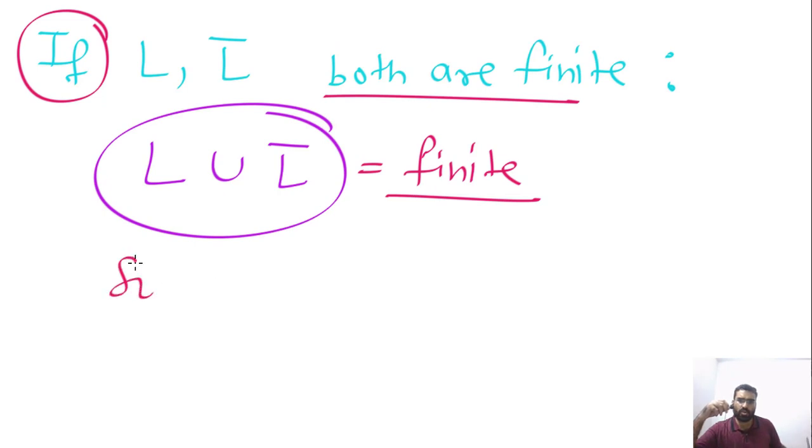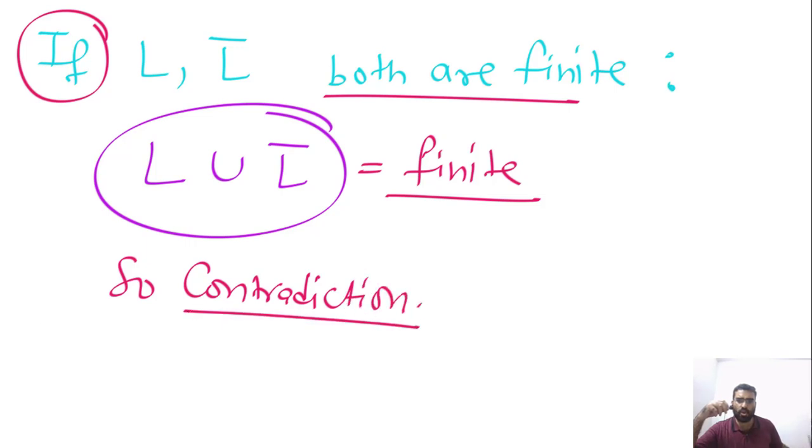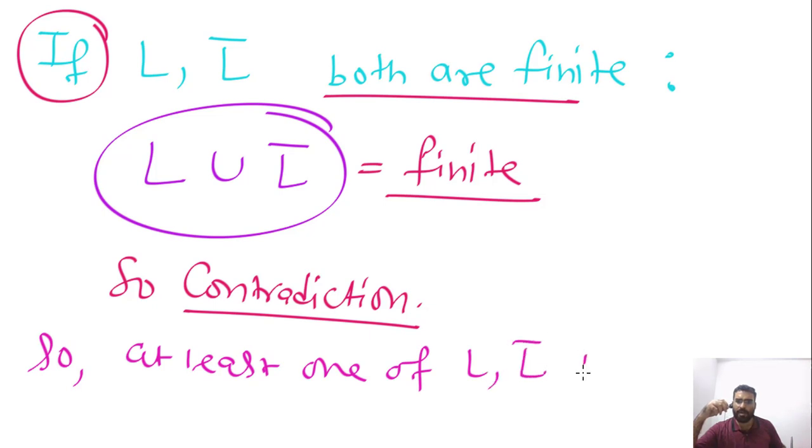Okay, so we have a contradiction. Because we have a contradiction, I can say that our assumption is wrong. What is our assumption? That both are finite. This assumption is wrong. So I can say that at least one of L, L complement is an infinite set.